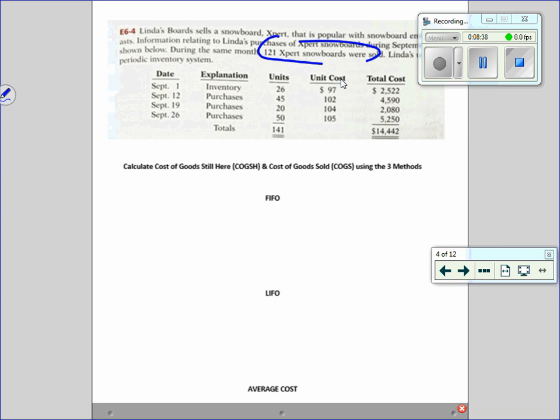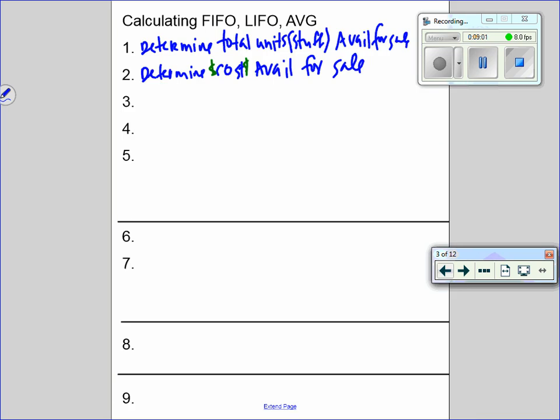Imagine now a warehouse or a store with 141 expert snowboards, and the dollar amount attached to them from what they had to buy to get them there, $14,442. Are we going to sell them for a lot more? Yes. Does that part seem easy? Good. Let's add to our to-do list. Number 3, we need to figure out units, or in other words, stuff, sold.